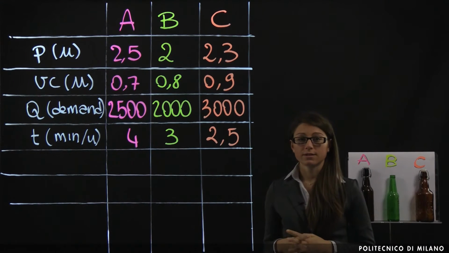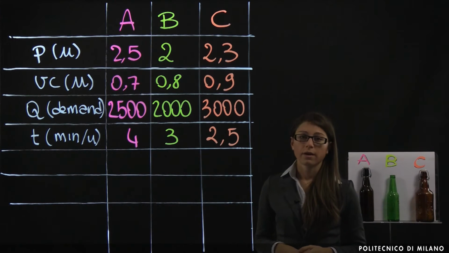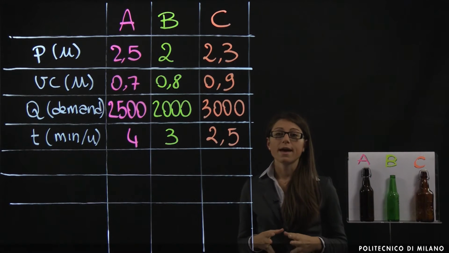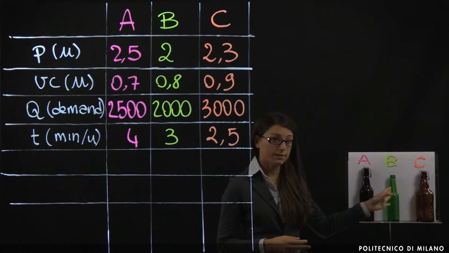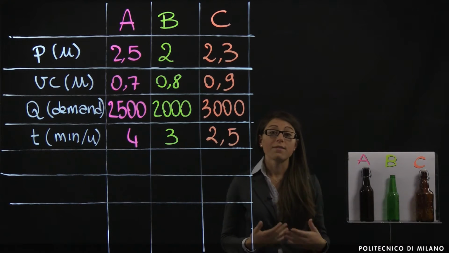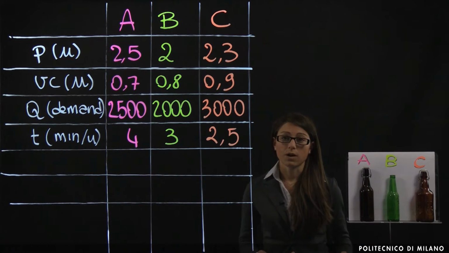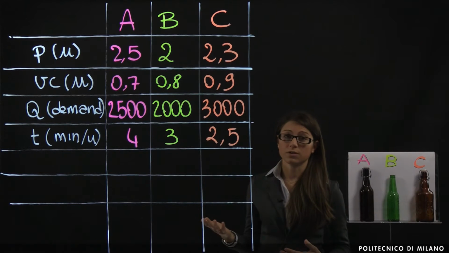Last, we will discuss an exercise on the production mix. We have this situation. We have our company that realizes 3 different types of beer. We have beer type A, beer type B, and beer type C. We have some data that we know about our production. This is the information that we know.